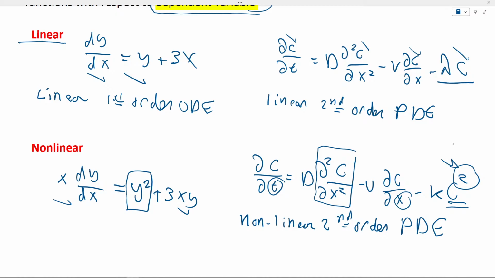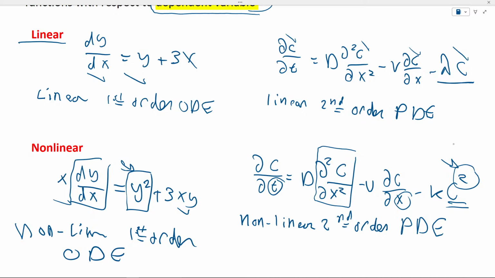Why is this a nonlinear first order ODE? Why is this nonlinear? Because I have a square here. Why is this first order? Because I have a first derivative here. Why is this an ODE? Because I have only one independent variable, which is x.